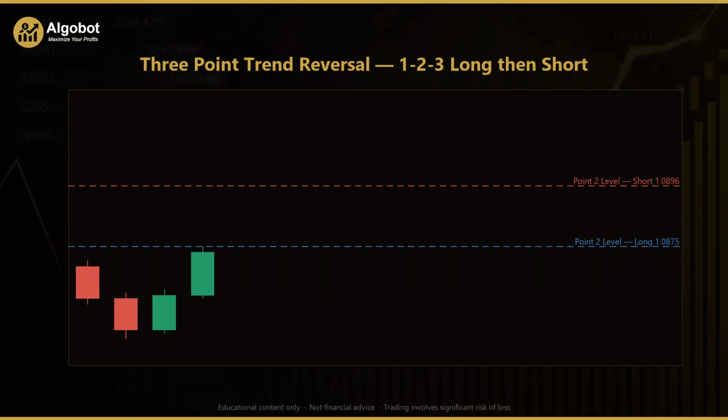From that low, buyers step in. The third candle rallies strongly, and its high forms point 2. This is the level everything now hinges on, drawn on the chart as the long point 2 level at 1.0875. The distance from point 1 up to this point 2 is the reaction leg, and because it spans more than the required 1 ATR, the strategy accepts it as meaningful rather than noise.